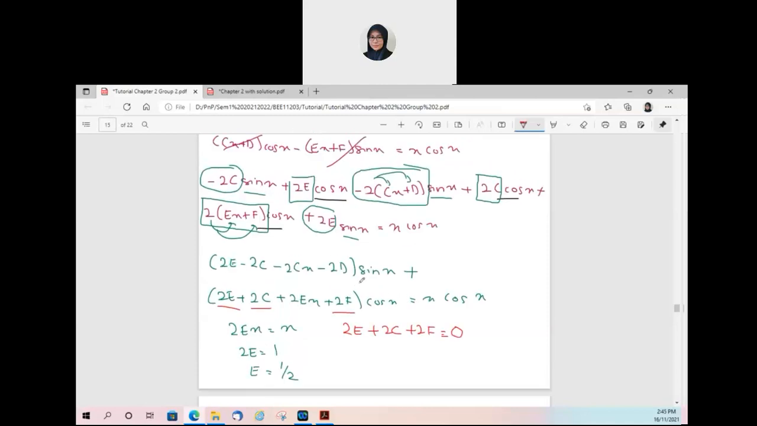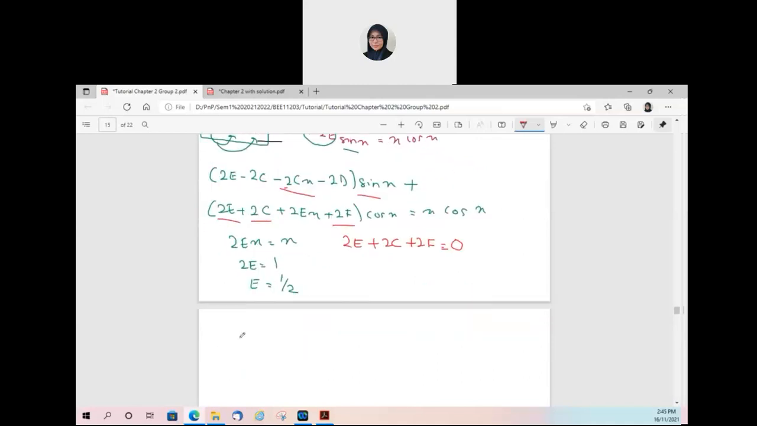Okay, next kita tengok dekat sign. Look at sign. Do we have any sign here? Tak ada. Okay, then kita tengok. Kat sini yang ada X. Sebelah sini, bila tak ada jadi kat sini 2C equals to minus 2C equals to satu.